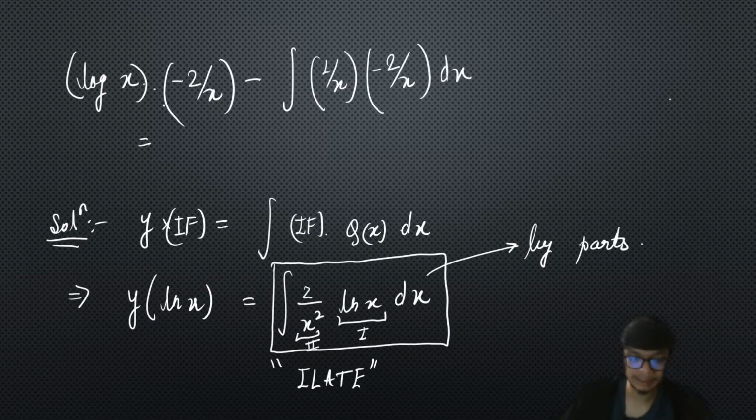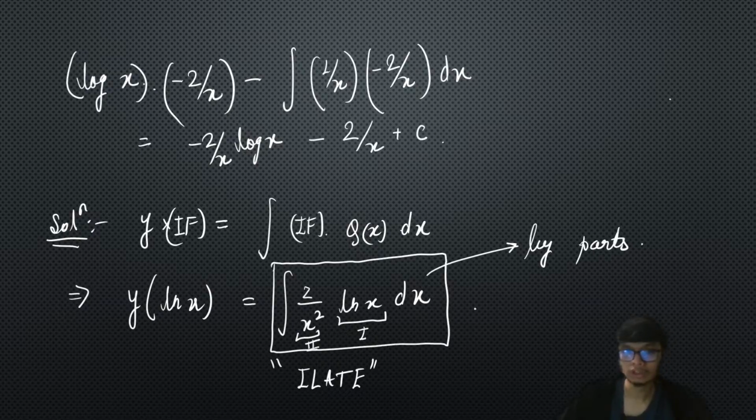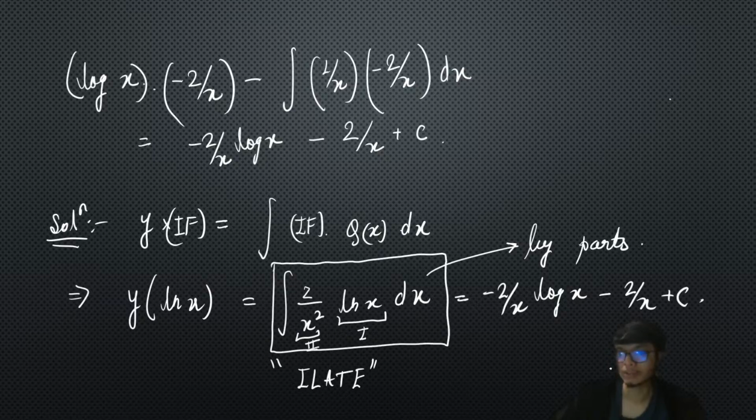So ultimately this particular integration will be simplified as minus 2 upon x log natural log x minus, now this part is simple, this is again equal to minus 2 upon x plus some constant, right? So therefore the solution of the differential equation is y into natural log of x equals minus 2 upon x log x minus 2 upon x plus some constant.